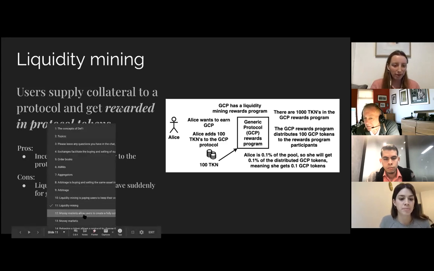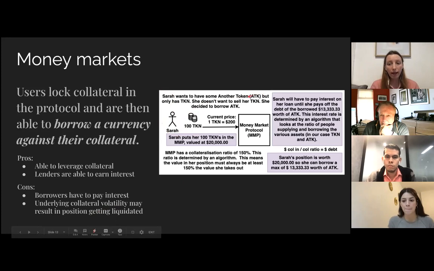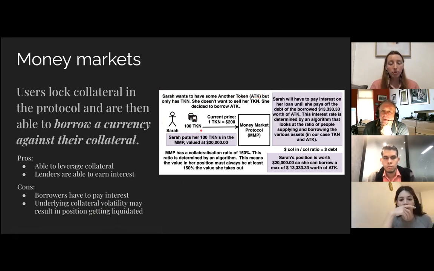I knew I should have put a better example there. So no, Sarah in this instance is just a borrower. She is just borrowing ATK. She is not supplying tokens, except in the sense that she has to supply her own collateral, but she is not earning interest from these. So she is a borrower because she is borrowing ATK tokens.